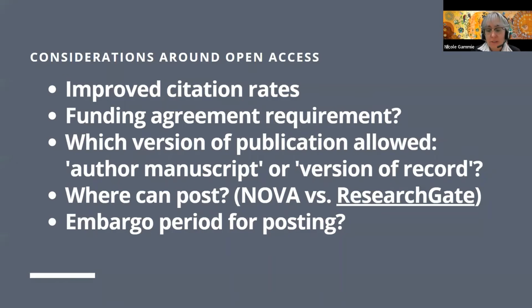Okay, so what's the difference? An author manuscript is the last version before it gets all those pretty things that the publisher does to it. The version of record is the publisher's PDF that comes out of the database.